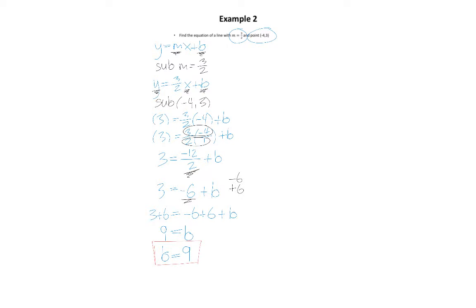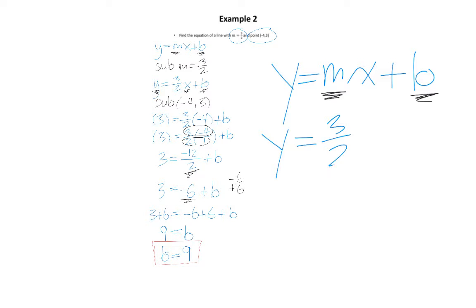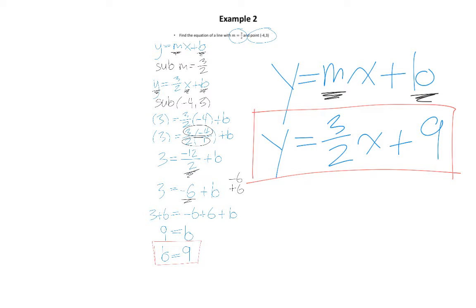I'm going to do it on the side. So y is equal to mx plus b, this general equation of a line in slope-intercept form. Remember, we wanted to figure out the slope, and we wanted to figure out the y-intercept. We were given the slope. The slope was 3 over 2. We had to figure out what the y-intercept was, and that happens to be positive 9. Therefore, the equation of this line is y equals 3 over 2x plus 9.